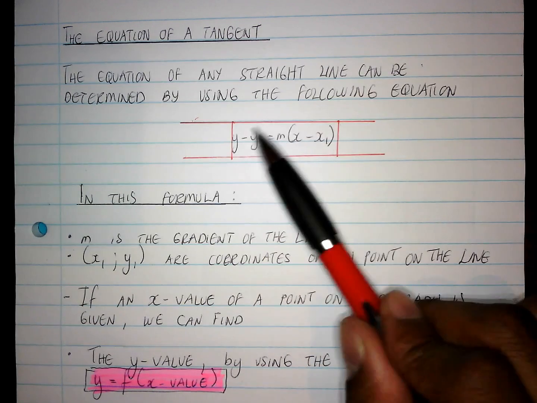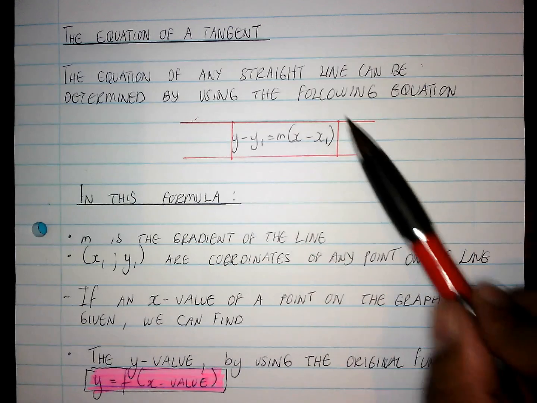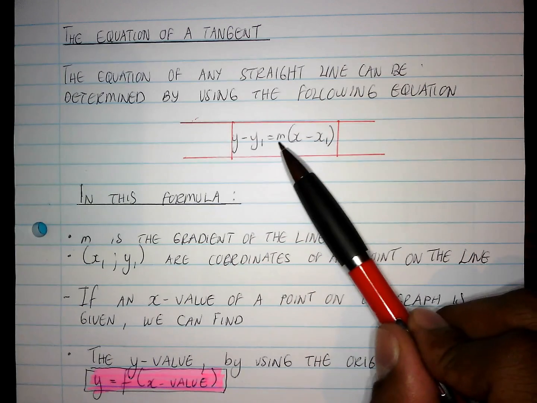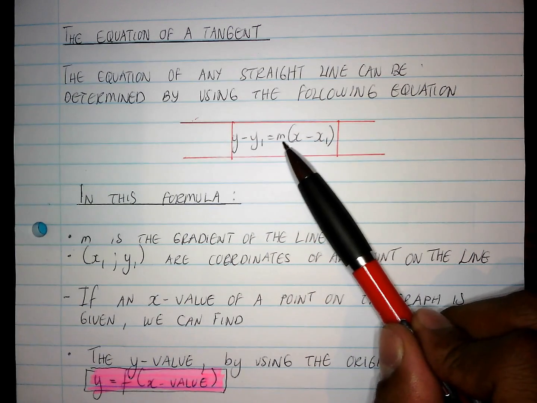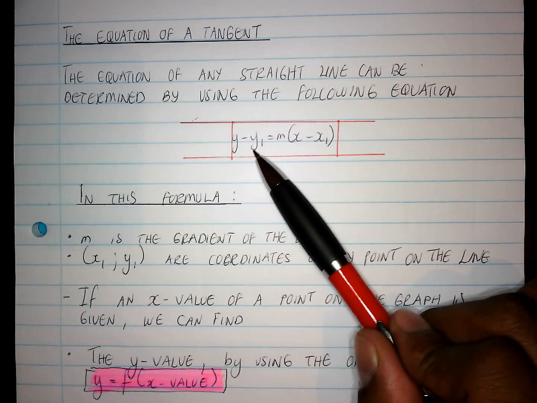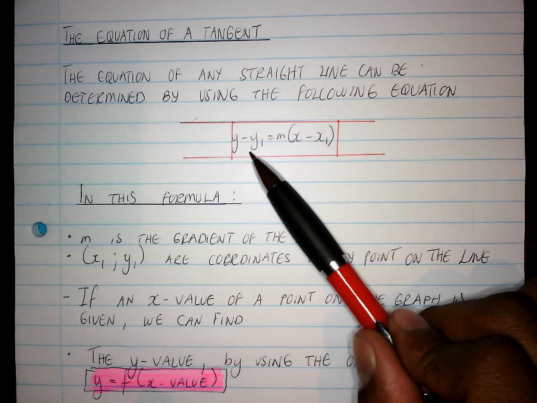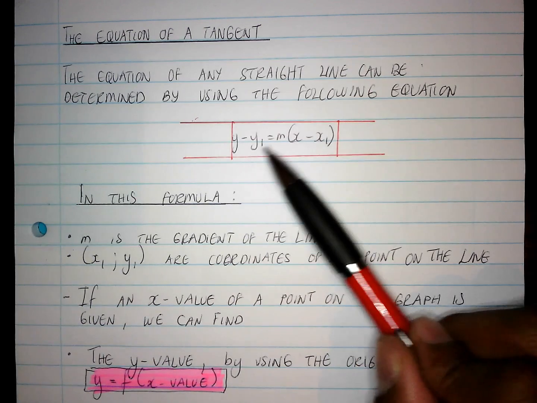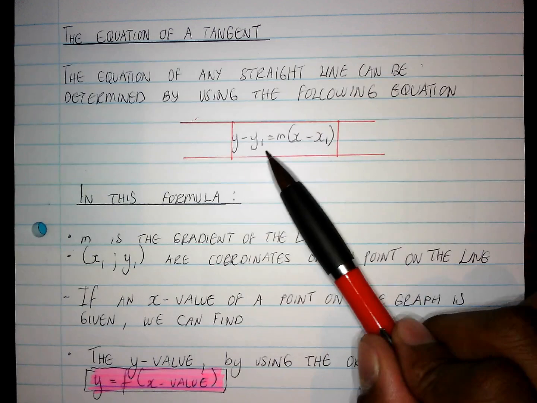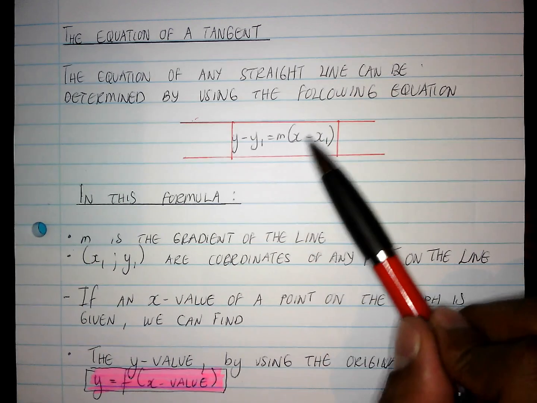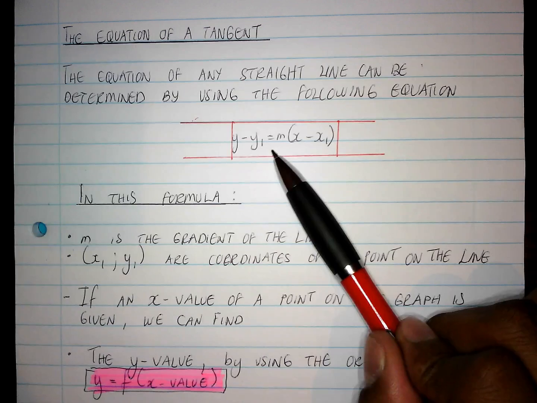But now in order to determine this equation, you first have to find the gradient, and after getting the gradient, make sure that you use any given coordinate, or you have to find those coordinates, either the value of x or y, in order to have these two coordinates at hand so that you can be able to solve using this equation to get your equation, right?